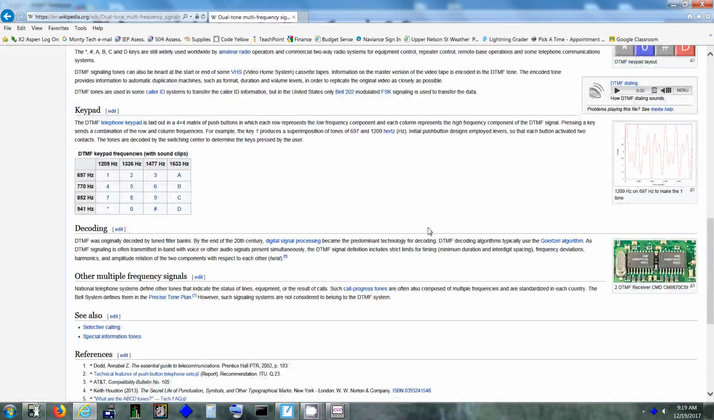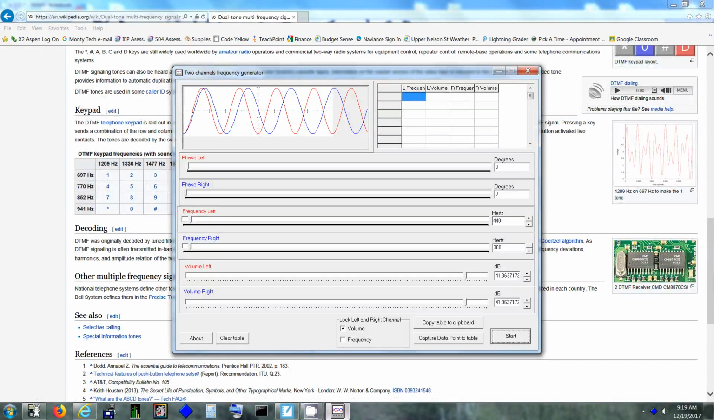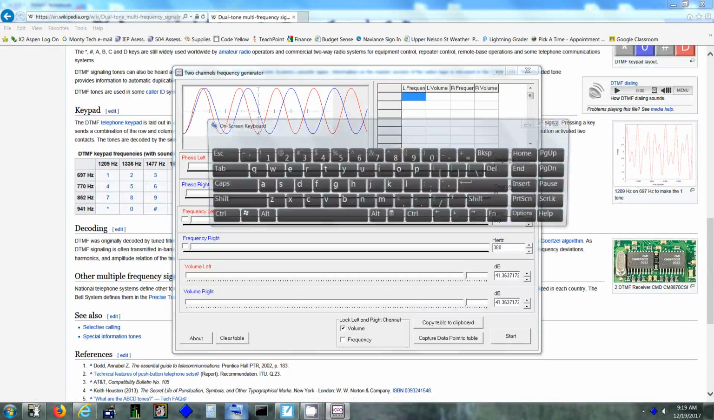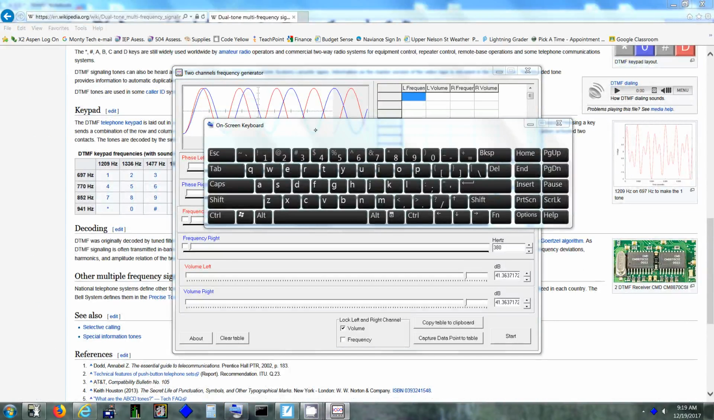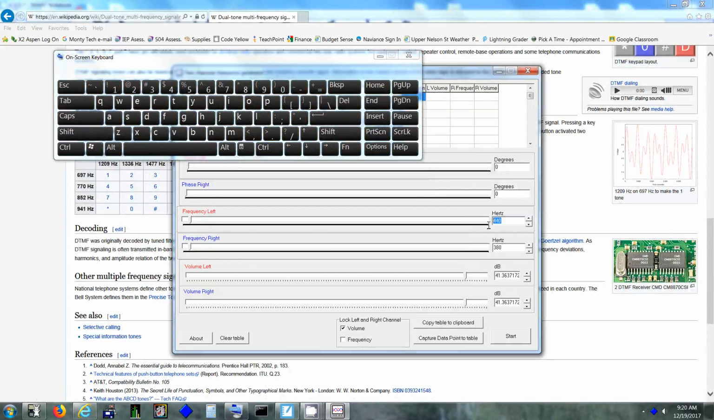So all the buttons on your phone are generated by different frequencies. For example, if you wanted to generate the number 1 on your phone, it's a 1209 hertz combined with a 697. Now, either one of those by themselves isn't going to sound like the button you're used to hearing. So if I play 1209, let's see if it works. Yep, 1209.